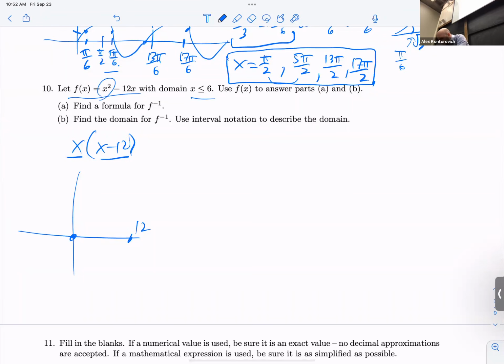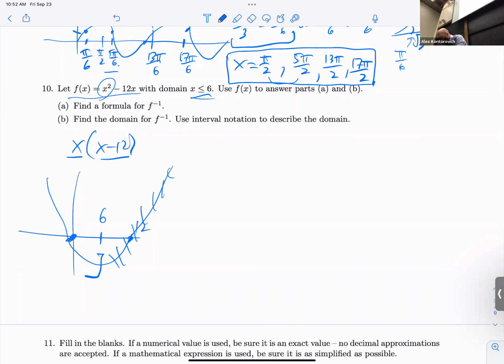And it's a positive x squared, so it's a nice happy parabola. You guys do happy parabolas and sad parabolas? I don't know, whatever. But the midpoint of this is x equals 6, because that's the midpoint between 0 and 12. And the domain is x is less than 6. So we only care about the back half of the parabola. Okay, find a formula for f inverse.